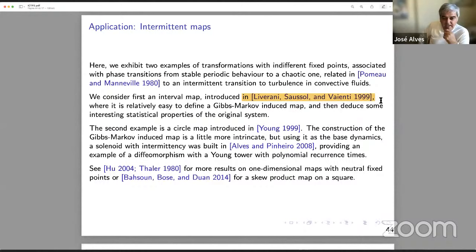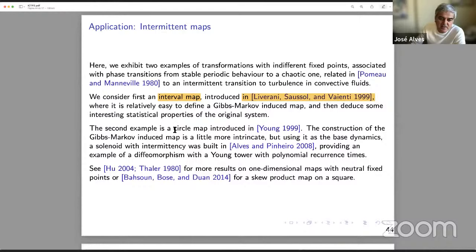And if you change, we can change the base dynamics. So in the base dynamics, I use 2x mod 1, the doubling map. If we change to one of these dynamics, we obtain a very interesting solenoid with intermittency. And that's the advantage. So essentially, the two examples differ in the set we define them. The first one is an interval map. The second one is a circle map.